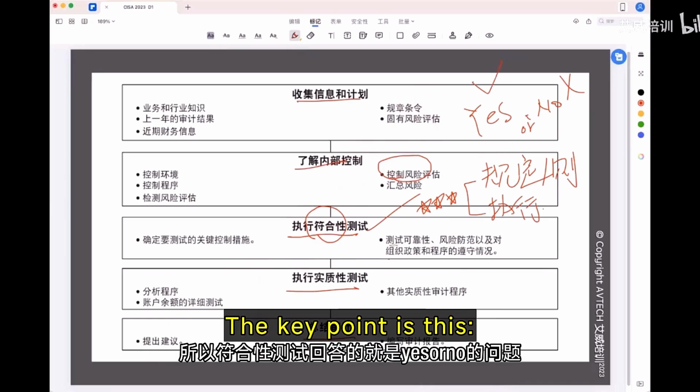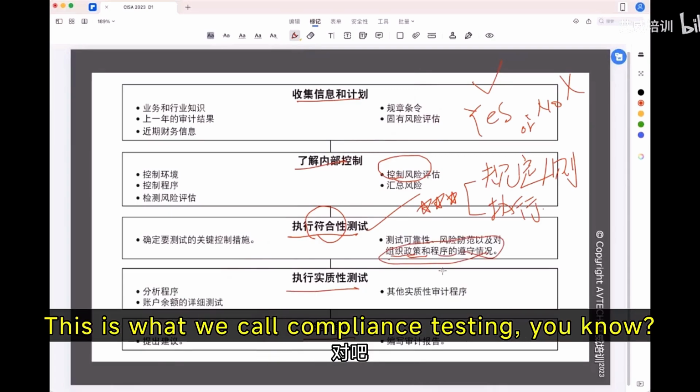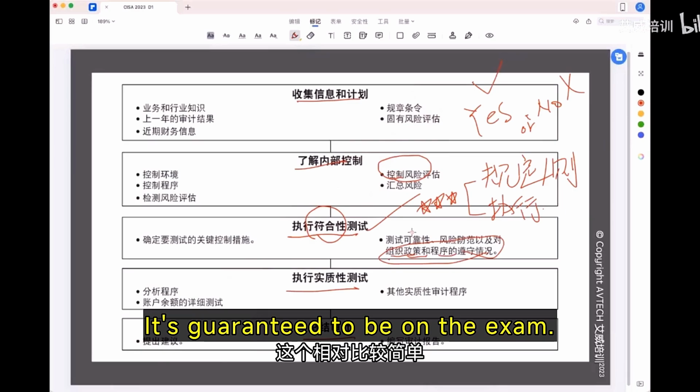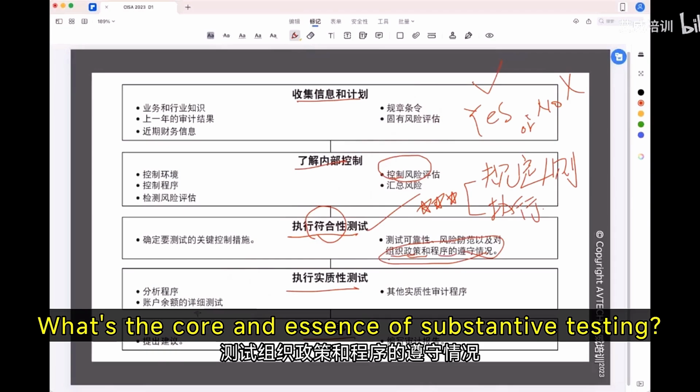The key point is this. We're checking if people follow company rules and procedures. Makes sense. This is what we call compliance testing. It's guaranteed to be on the exam. Let's get the concept straight first. What's the core and essence of substantive testing?